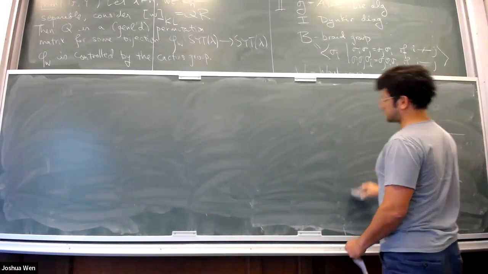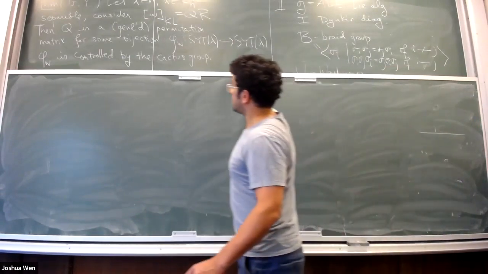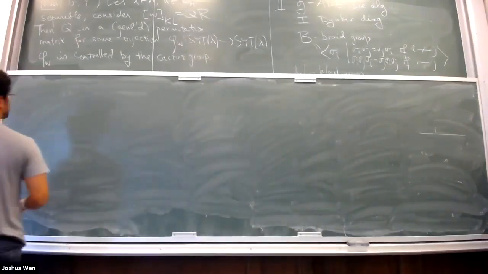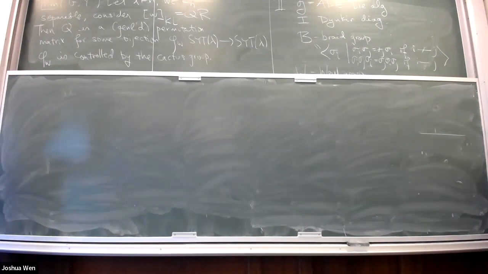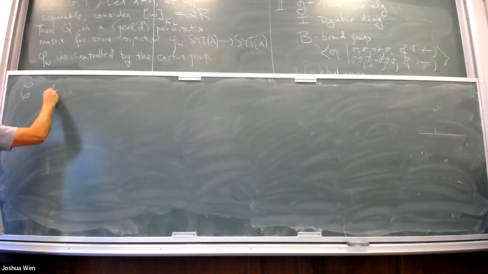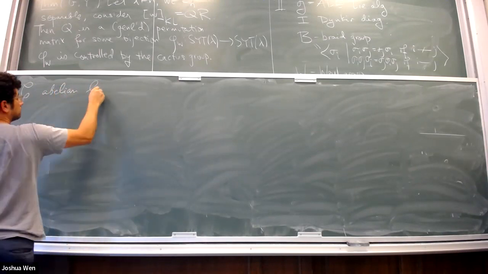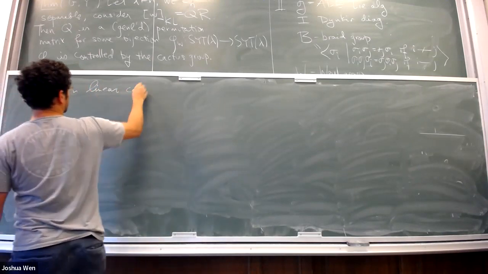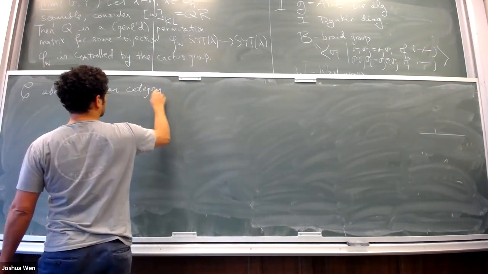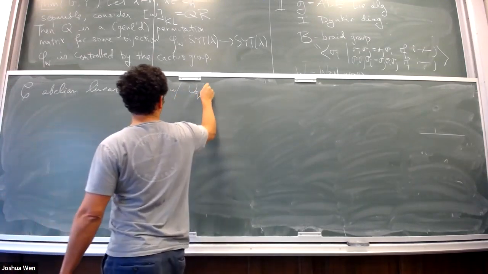All right, so I have this set up, and now what I'm interested in is a categorical representation of the quantum group associated to G. So I'm going to take C, an abelian linear category with a U_q(g) action.